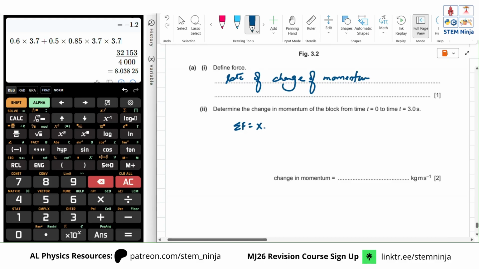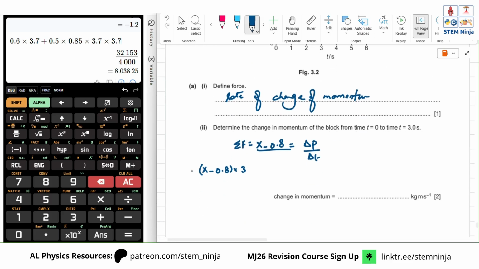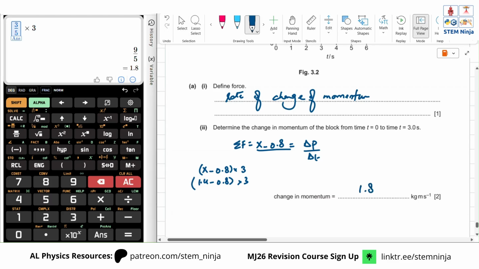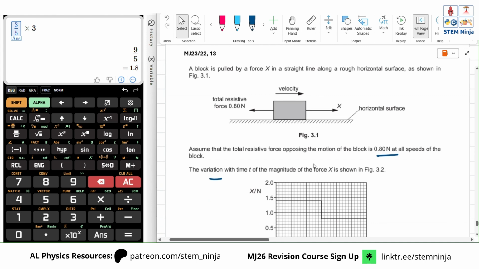So that is going to be X minus 0.8, and this divided by t. So basically, we need X minus 0.8 times t, which is 3 seconds. So X is 1.4 minus 0.8 times 3. That gives 1.8. Okay, all right.